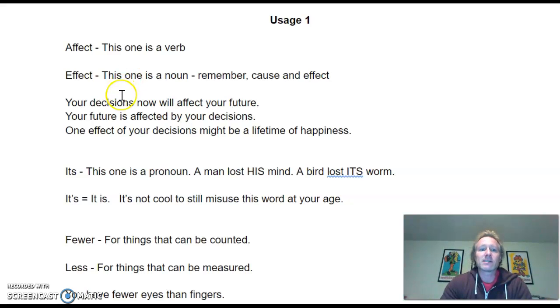So how do they look in sentences? Your decisions now will affect your future. That's a verb. Your future is affected, again, that's with an A, by your decisions. You're not going to see effected really ever. Effect, since it's a noun, it's usually going to follow an article. Something like one effect or the effect of your decisions might be a lifetime of happiness. So again, affect, a verb; effect, a noun.